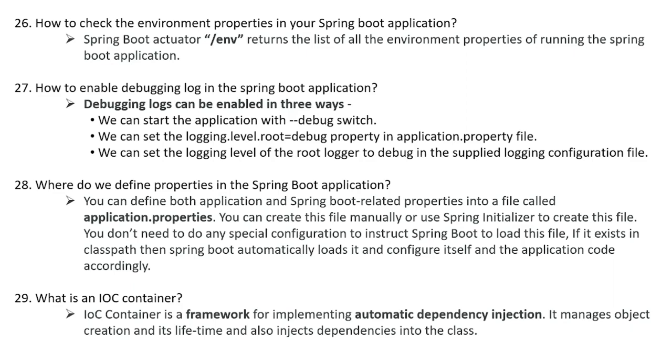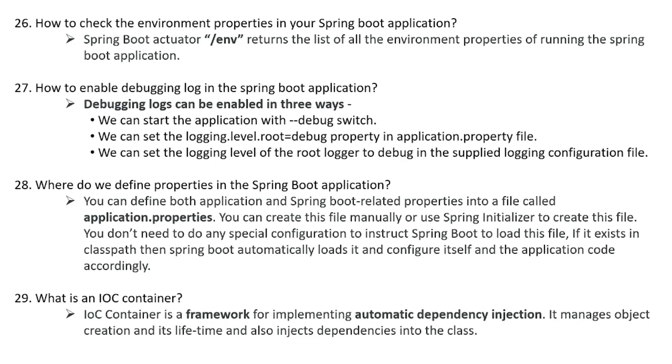Question 27. How to enable debugging log in a Spring Boot application? Debugging logs can be enabled in three ways. 1. We can start the application with the debug switch. 2. We can set the logging.level.root=debug property in the application.properties file. 3. We can set the logging level of the root logger to debug in the supplied logging configuration file.